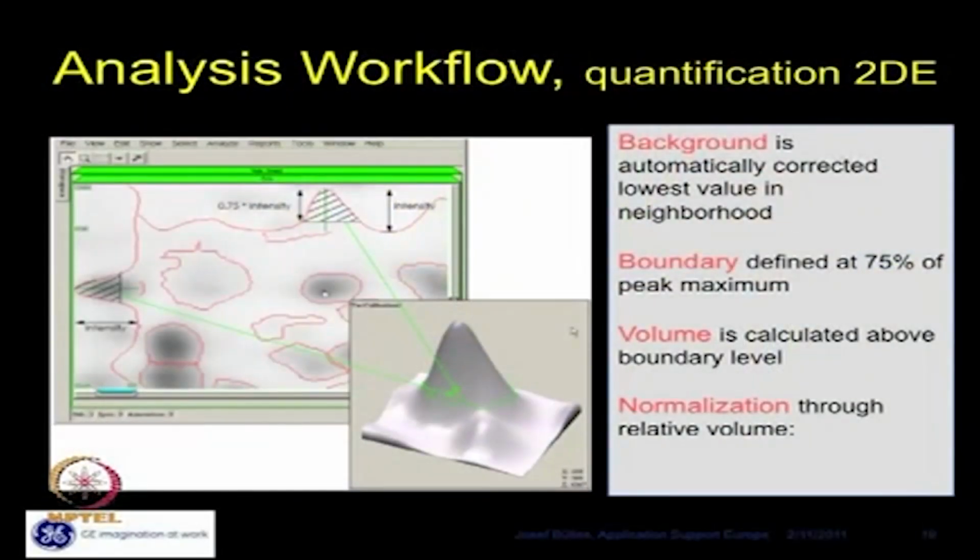In the analysis workflow for quantification of the 2D electrophoresis gel, one should look at the background of the gel as well as the boundary, volume and normalization. These are the various parameters to look into. The background is automatically corrected using the lowest volume in the neighborhood. That means when the boundary is defined at 75% of the peak maximum, the volume is calculated above the boundary level, so that you can remove the background very easily. Then with normalization through relative volume, you can easily normalize your spots.